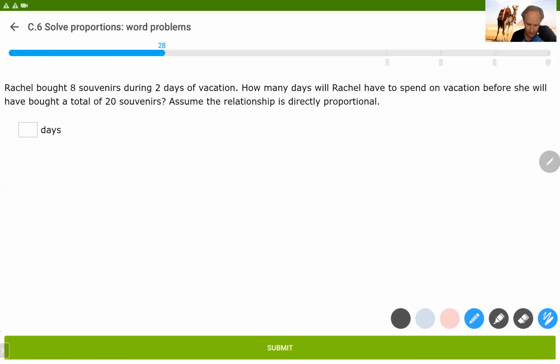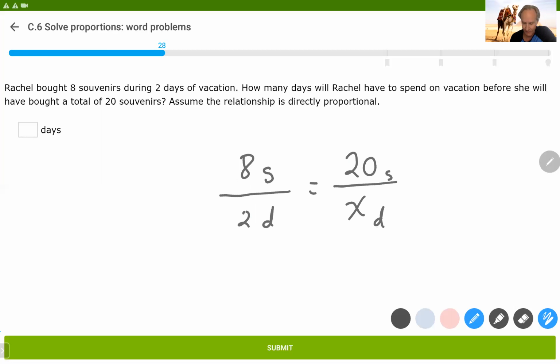Eight souvenirs over 2 days of vacation. How many days before she will have 20 souvenirs? And hopefully you can see it's going to be 10. 8 is to 2. That means she's going to get 4 per day. So it's going to take 5 days to get 20.